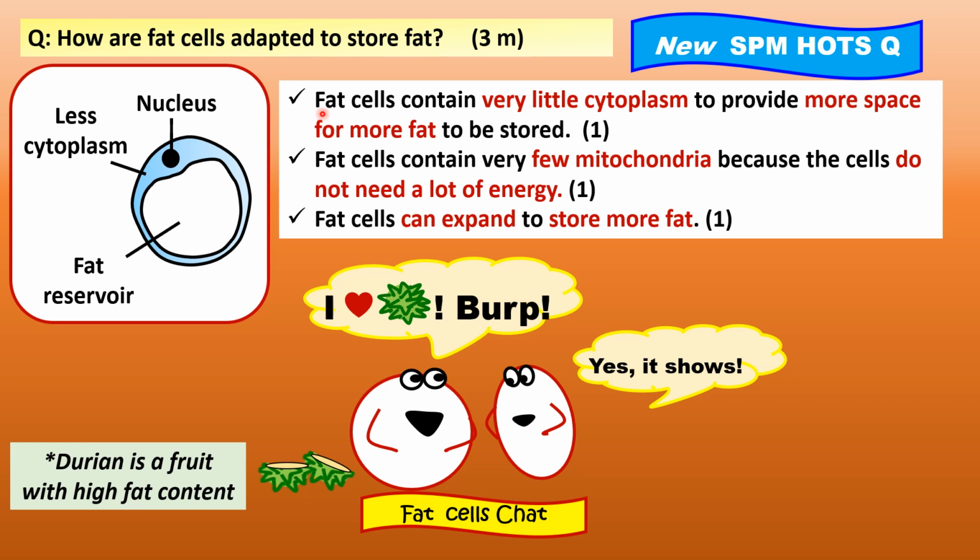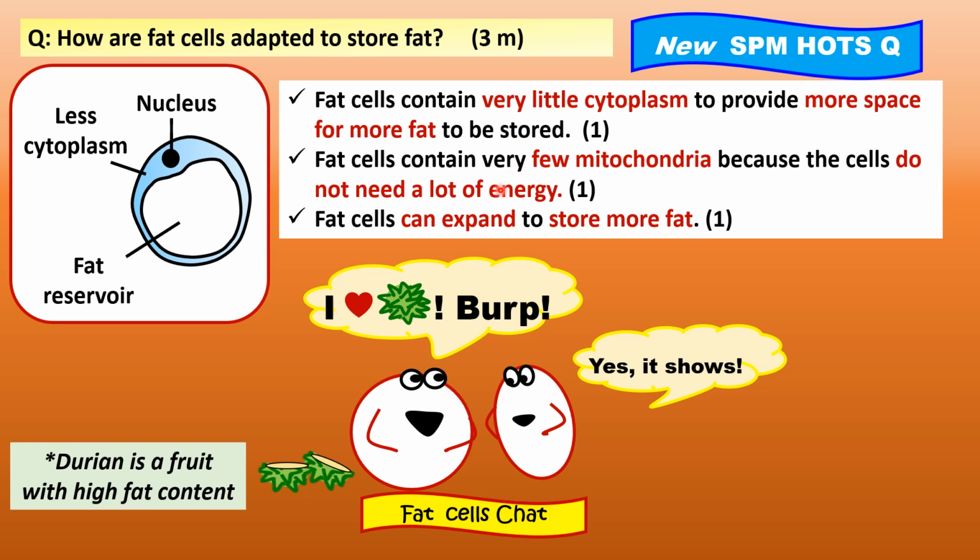The first way is that they contain very little cytoplasm within each fat cell. There's very little cytoplasm to provide more space for more fat to be stored. You must mention the words more space and more fat. Don't just write to provide space for fat to be stored. More space for more fat to be stored, so this whole space is used to store the fat. One mark for the whole thing, and you have to have two parts. First is the characteristic, very little cytoplasm. Second is the reason: to provide more space for more fat to be stored.